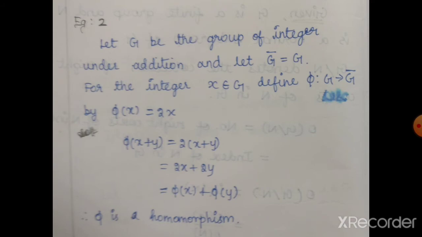Second example is very important, a 2-mark question. Let G be a group of integers under addition and let G bar be equal to G. For the integer x belongs to G, define phi from G to G bar by phi of x is equal to 2x. Here the group is under addition. So homomorphism means we have to show that phi of x plus y is equal to phi of x plus phi of y. By our definition, phi of x means 2 times that element, so phi of x plus y is 2 times of x plus y. So 2x plus 2y. For 2x we write phi of x, for 2y we write phi of y. So phi of x plus y is equal to phi of x plus phi of y. So this phi is a homomorphism.